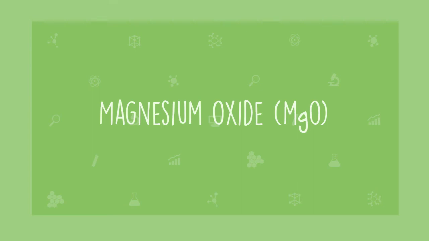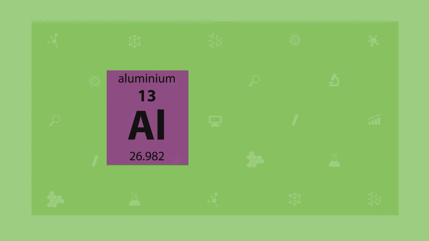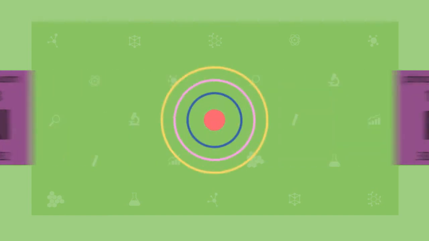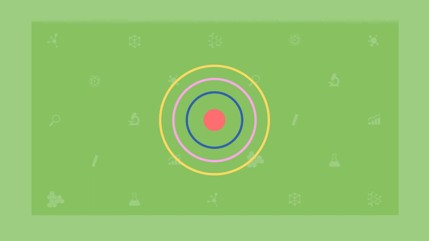Now it's your turn. What would happen if aluminium, element number 13 on the periodic table, bonded with phosphorus, element number 15? Which would become a cation, which would become an anion? And what would their charges be? Pause the video here and have a go at coming up with an answer. Here's our answer. Aluminium, element number 13, has 13 protons and 13 electrons.